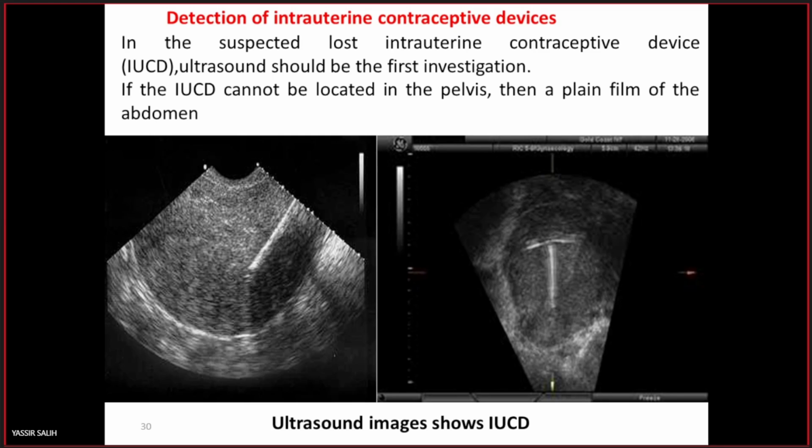If this IUCD is not located by ultrasound, what next imaging technique should be requested? The plain X-ray is the next imaging technique that should be done for localization of the IUCD.